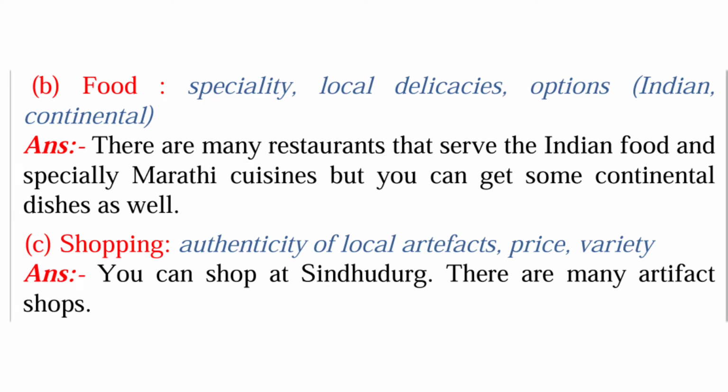B point is food. So points are specialty, local delicacies, options, so Indian or continental. So answer is, there are many restaurants that serve Indian food and especially Marathi cuisines, but you can get some continental dishes as well.